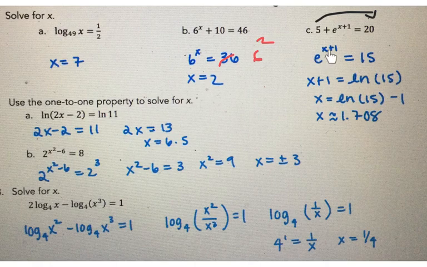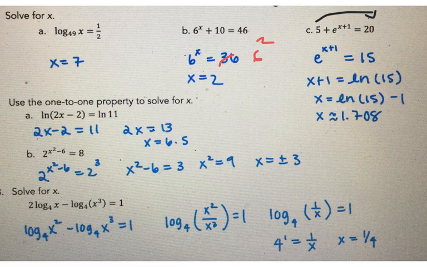And so now I've got e to the x plus 1 equals 15. So now they're rewriting it from exponential to logarithmic. So this is log base e, which they wrote as natural log, of the answer, which is 15, equals the exponent, x plus 1. And now isolate the x, so subtract 1 from both sides.